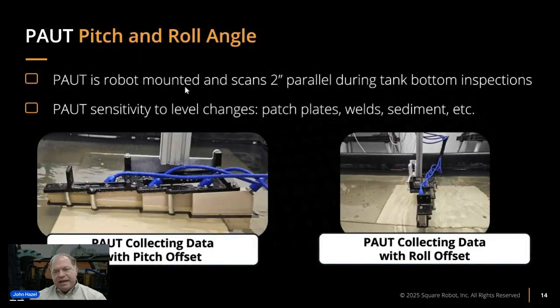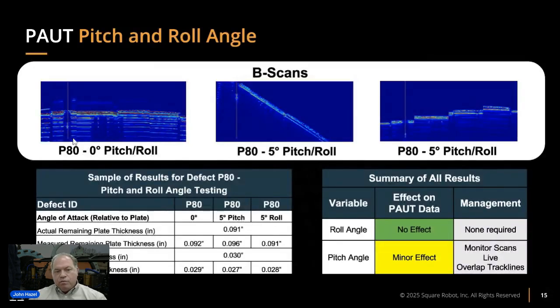Aside from those things, some of the other factors that we've taken on is the pitch and roll, because we know as we're traversing across the tank bottom, the robot is going to pitch and roll, which is going to impact the angle of incidence for the ultrasonic transducer to the plate bottom. So we tested in 3 different ways. We had 0 degree, and then we did 5 degrees pitch and roll. So side to side, and 5 degrees with the robot long.